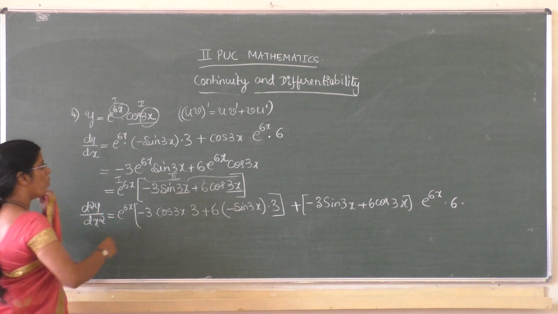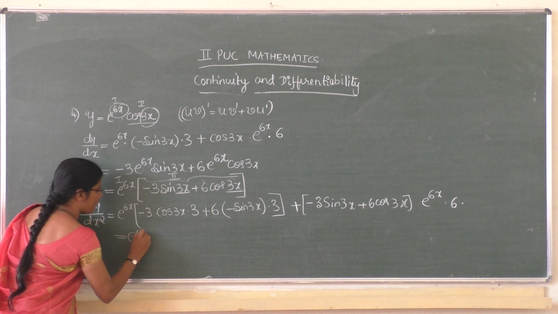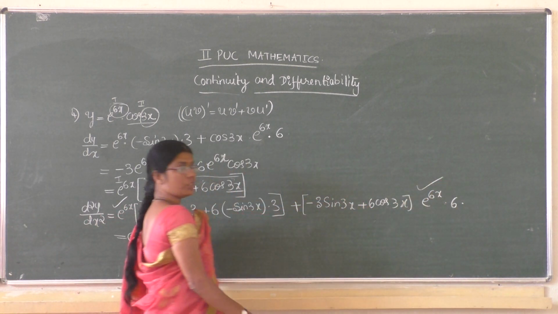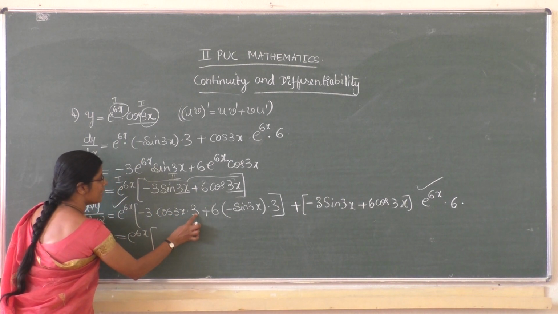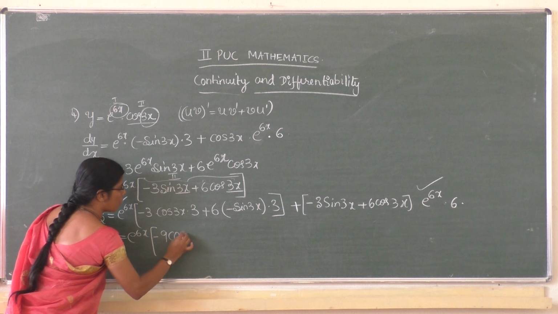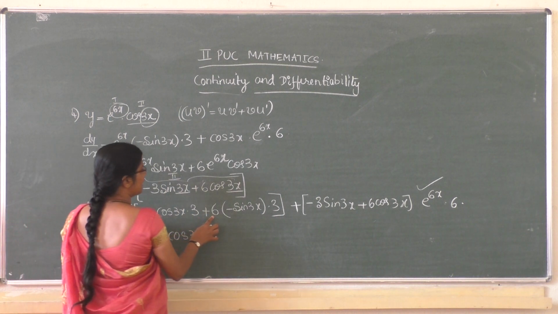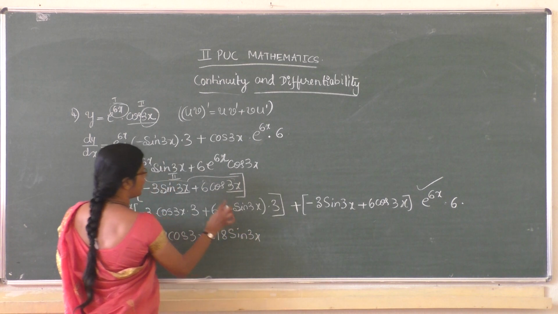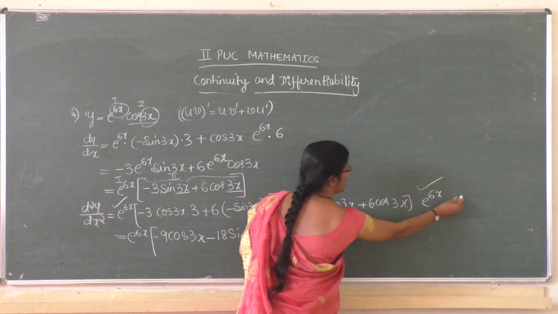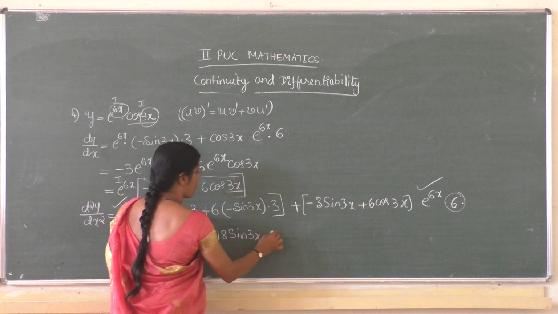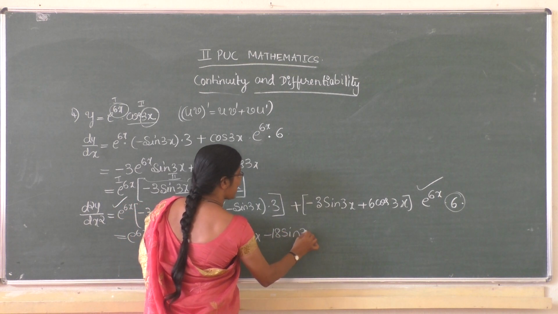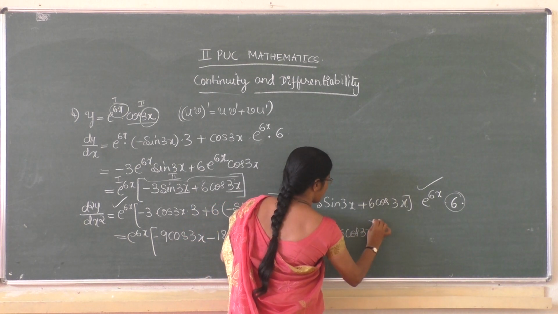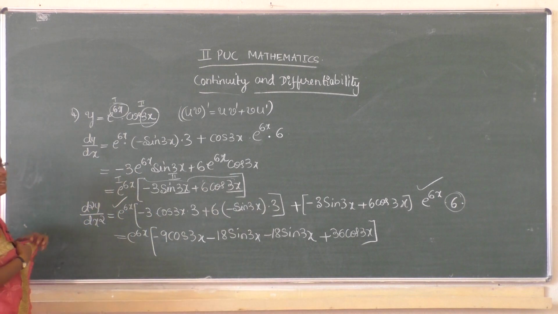Now simplify this. What do we have? First we take e to the power 6x common. Here we have e to the power 6x and here also we have e to the power 6x. So now minus 3 into 3, that is minus 9 cos 3x. 6 into 3 is 18, but minus 18 sin 3x because we have minus here. Then here we have 6 into 3, 18, so minus 18 sin 3x. 6 sixes are 36 cos 3x. So this is how we get the simplification here.